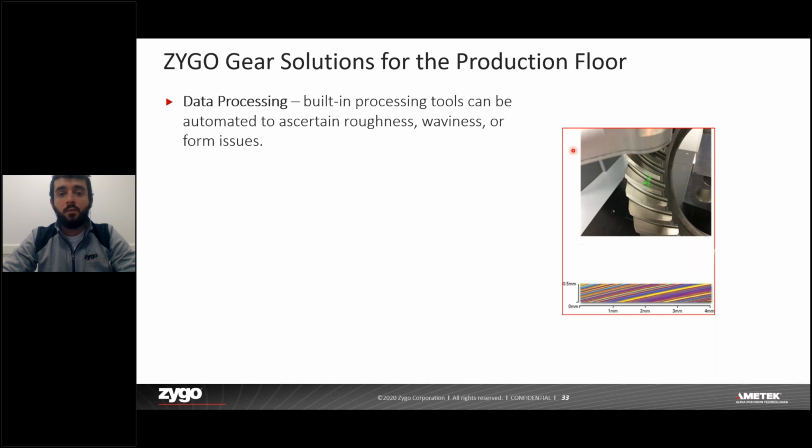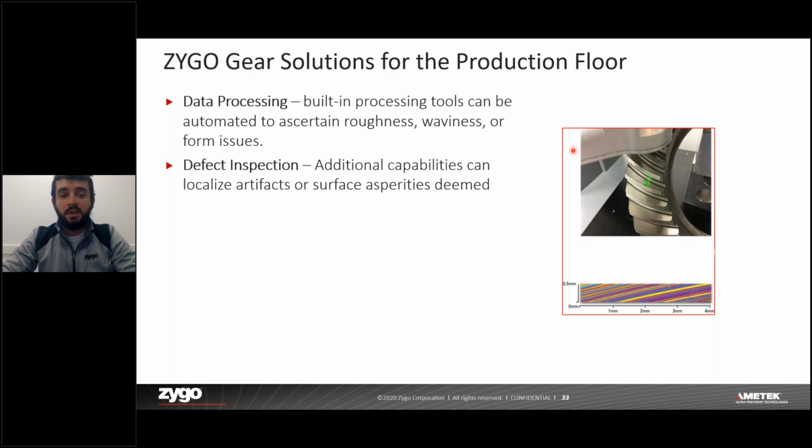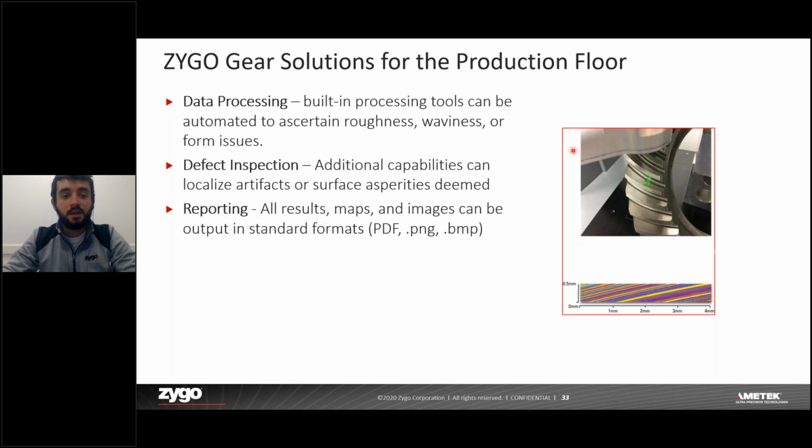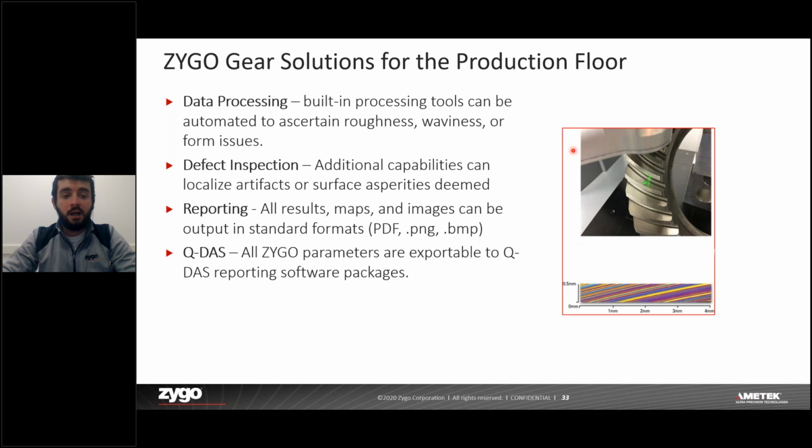So when we're looking at solutions for the production floor, it's important to be able to have data processing. So again, we're able to look at roughness, waviness, and form all at the same time. We then have that defect inspection where we can look at localized artifacts or surface disparities. We then have reporting, and again, we can report in many different outputs in standard formats. And then again, we're able to output in QDOS for those that have that requirement.